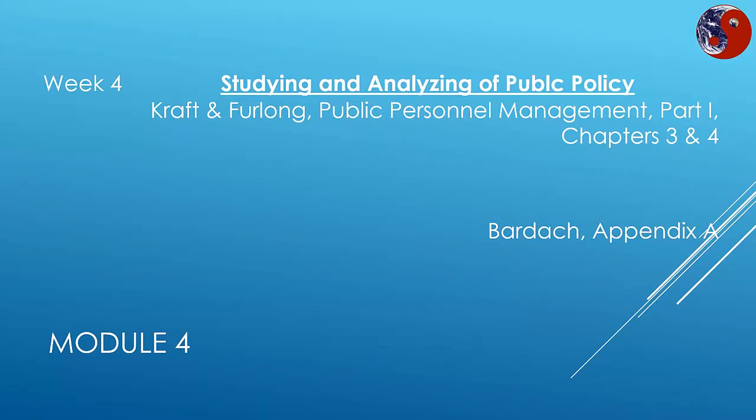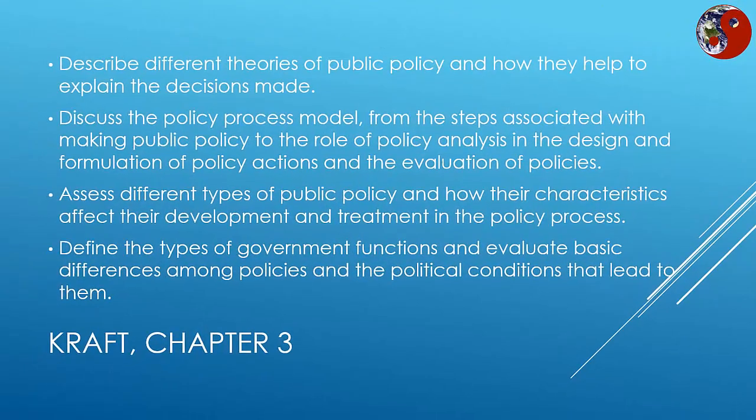Welcome to Module 4. This week we will continue with the Craft and Furlong book, focusing on analyzing public policy issues. Chapter 3 introduces several models and theories that further explain how policymakers are able to reach decisions. After considering 5 competing approaches, including elite, group, institutional, rational choice, and political theory, the focus is placed on a 6th, the policy process model, one of the most widely used in the study of public policy.